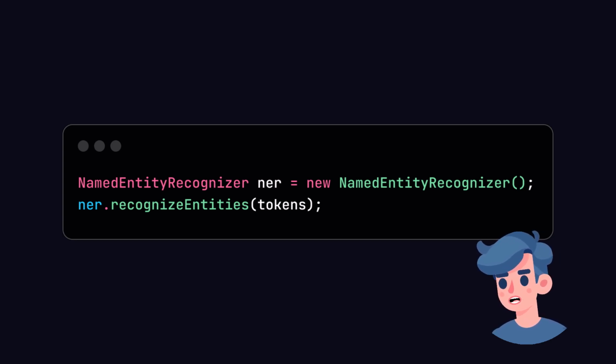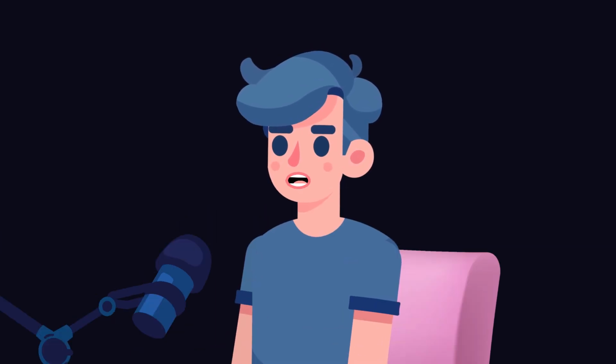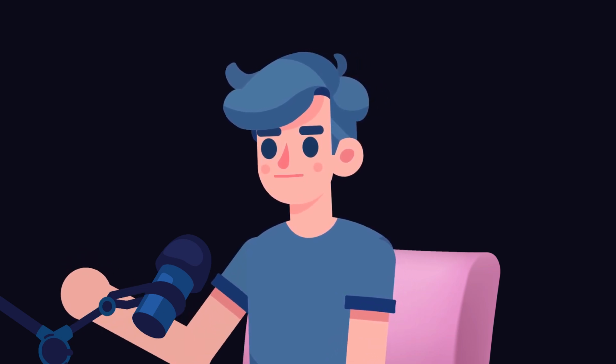Now we need to integrate it into our main method. Before we run the application again, make sure you have a suitable NER model in your resources directory. Otherwise, the NER component may not work correctly. If everything is set up, let's run the application again. You should now see the recognized entities printed alongside their types.